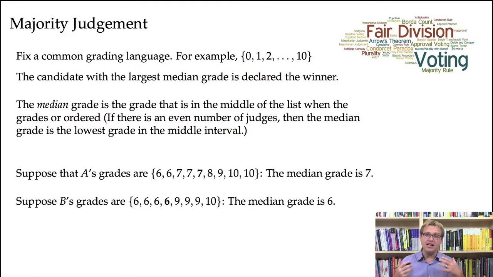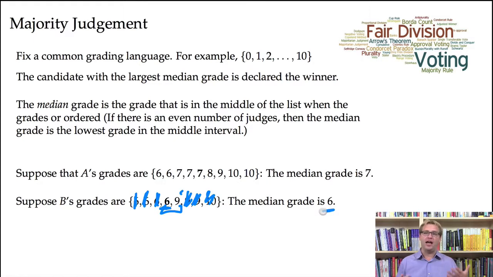If there's an even number of voters, you won't have just one grade in the middle. You'll end up with a range of grades in the middle. In this case, it's 6 to 9. And you have different choices here. You could average 6 and 9, but that in general may not be a grade in your grading system. So what we're going to do in majority judgment is take the lowest one in that interval, and that's going to be your median grade. So the median grade here for B is 6.